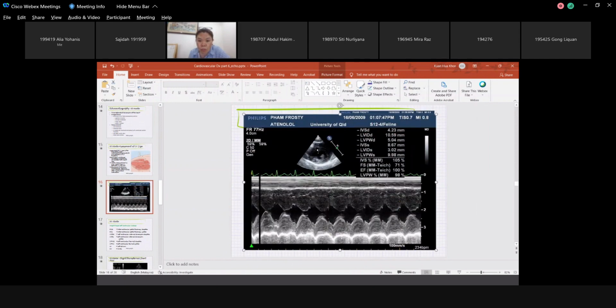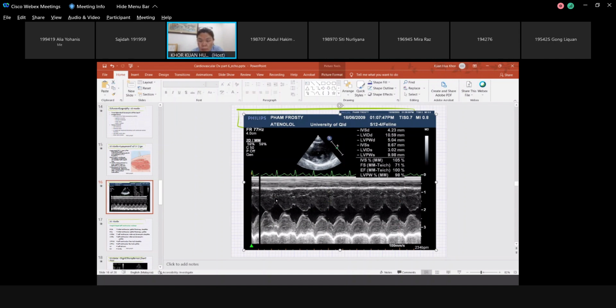This is the interventricular septum. This is the left ventricular free wall. This is the left ventricular lumen. The interventricular septum, you get, this is the right side of the heart. Left ventricle, papillary muscle. So when you put a cursor across the two papillary muscles, you divide them in half. Okay, this is the M mode image that you get.